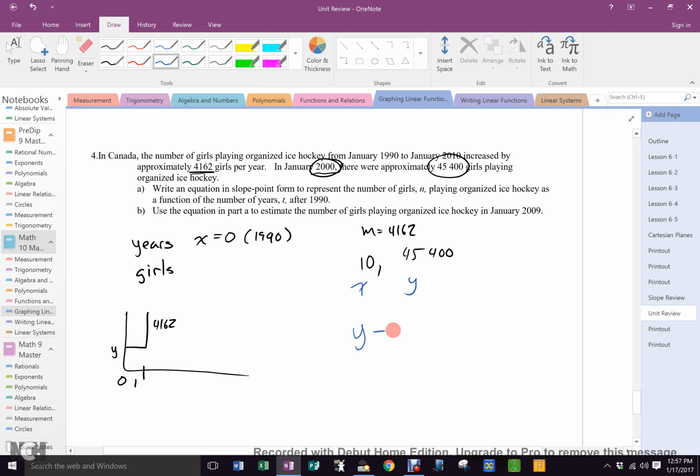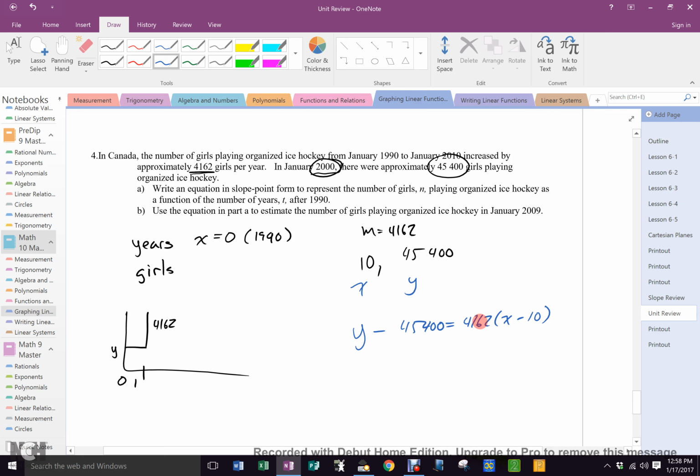Y minus whatever my Y value is. What is it? 45,400 equals M. What's my M? 4,162. X minus what's my X value? 10. There's my equation. Except I'm not using Y and X, am I? I'm using N for girls and T for years, right? So it would be N and T.